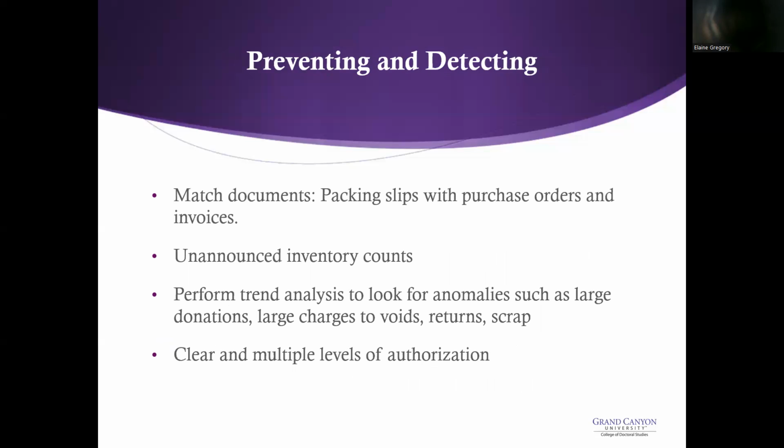Now, some of the things we could do to prevent and detect these types of losses is matching documents, making sure we have packing slips with purchase orders and invoices, and comparing. Did we get 5 items? Did we ask for 5 items? And did we pay for 5 items? And then we want to do some unannounced inventory counts. So how much have we sold so far? Well, we've sold 2 of these. There should be 3 in inventory. Go find the 3. You could perform trend analysis, looking for anomalies such as large donations.